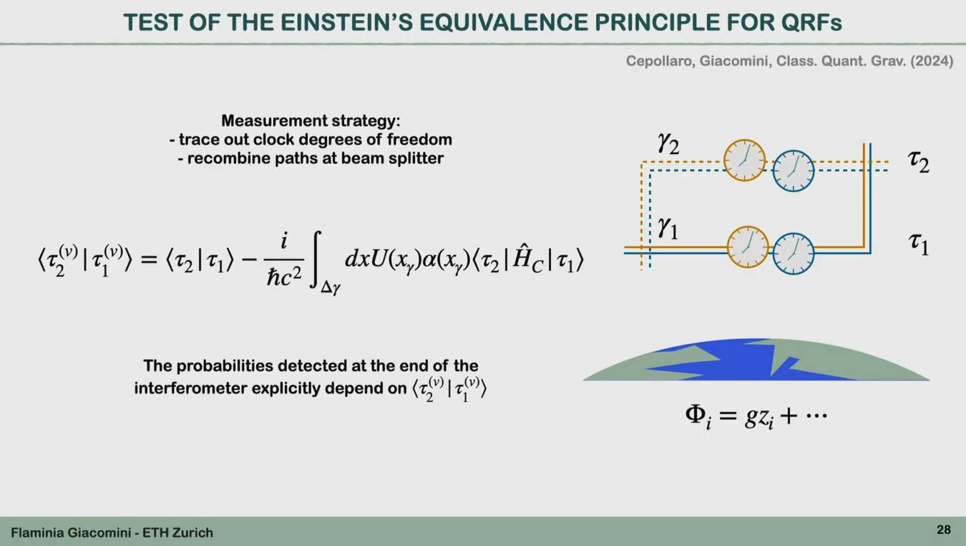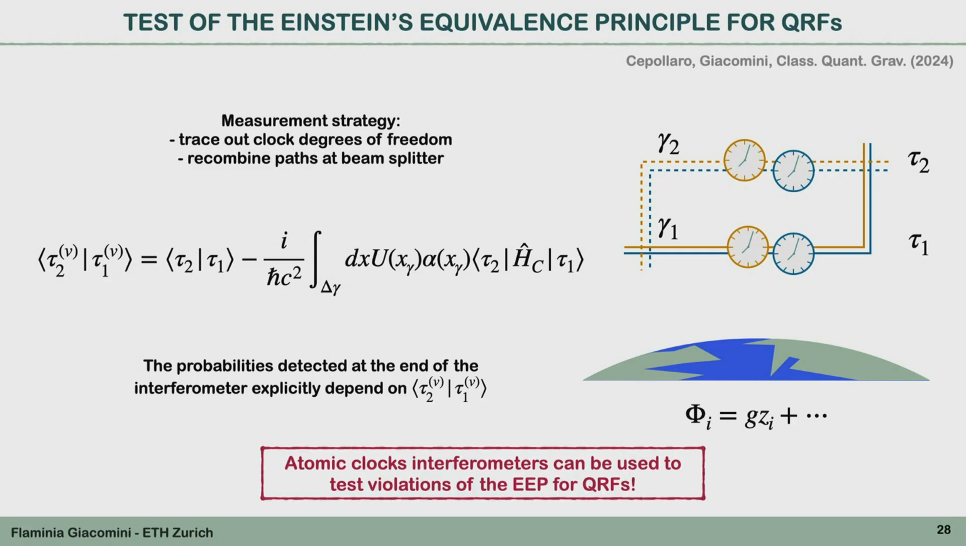And so, in the end, the probabilities at the end of the interferometer that are detected explicitly depend on the violation operator. So basically, when we collect statistics, if we make an atom interferometric experiment of the clock, with these quantum clocks in the gravitational field, then we can use it to test the violations of the Einstein equivalence principle for quantum reference frames. So this is the bottom line.